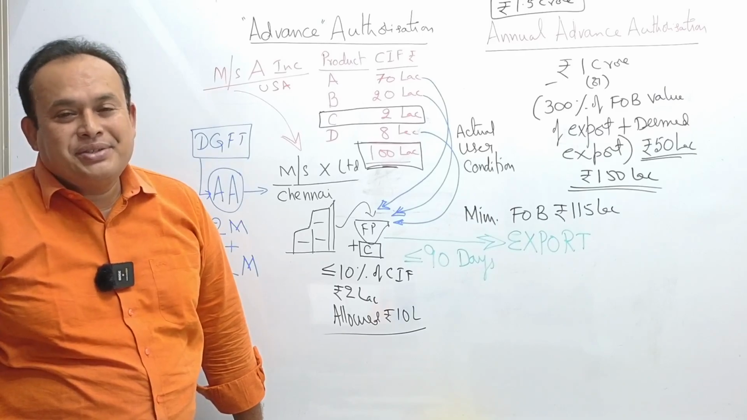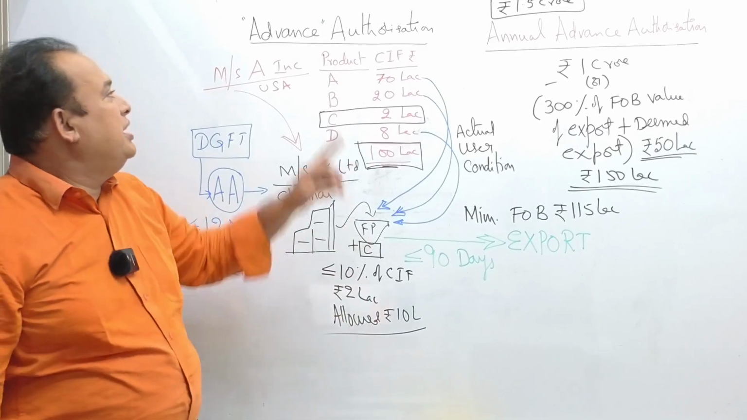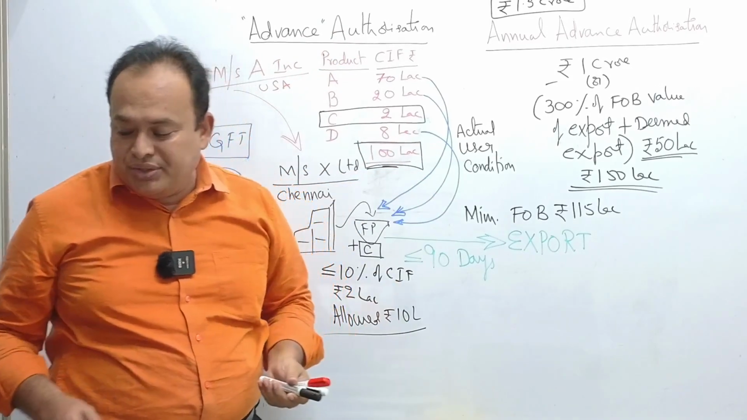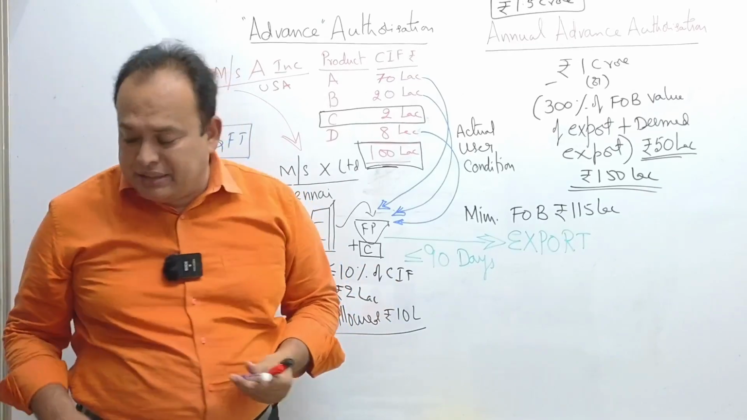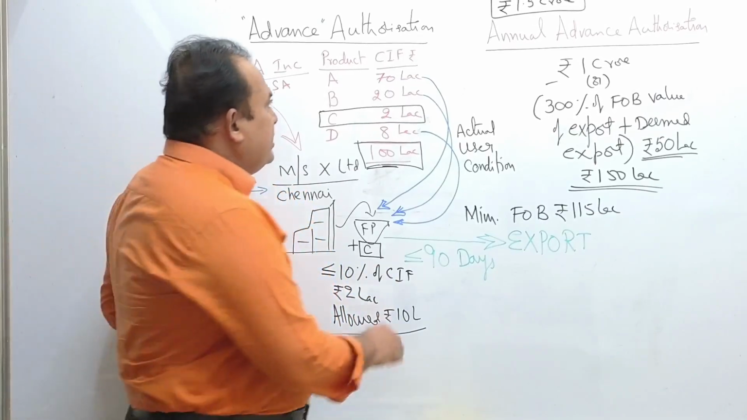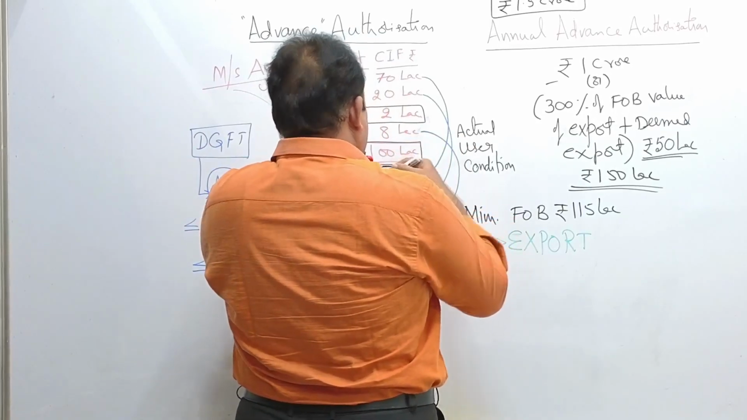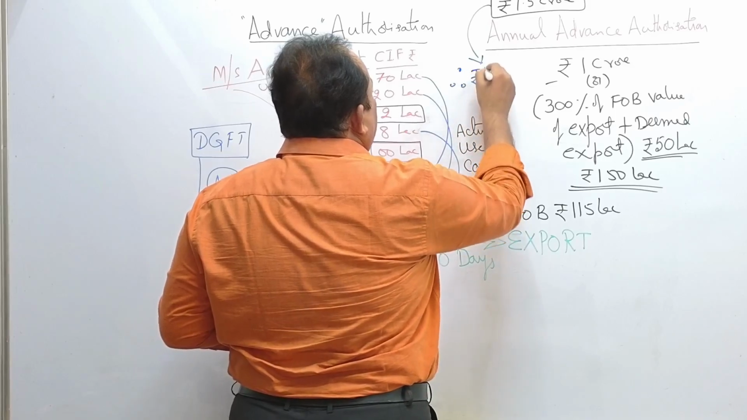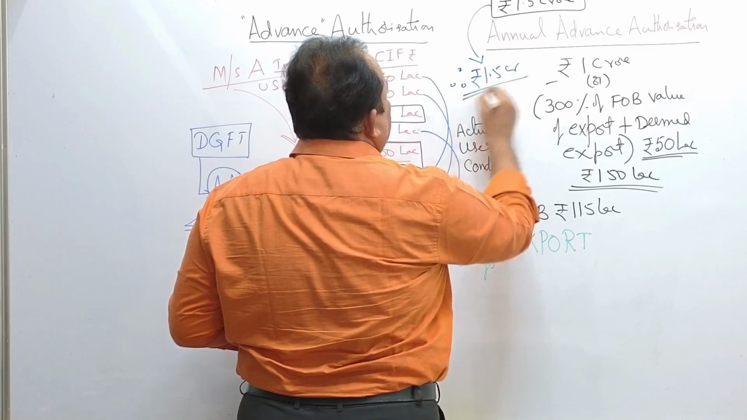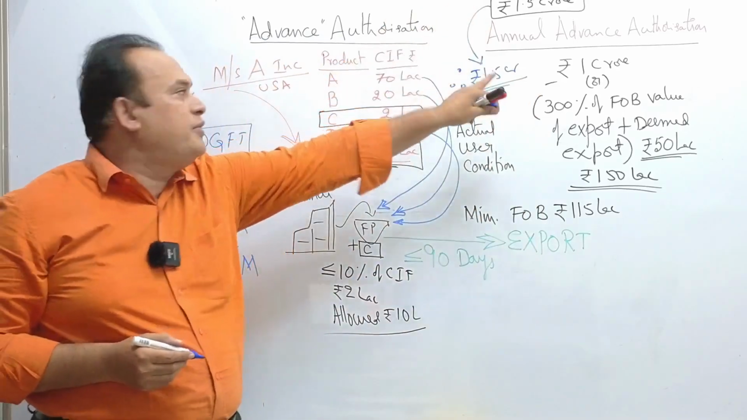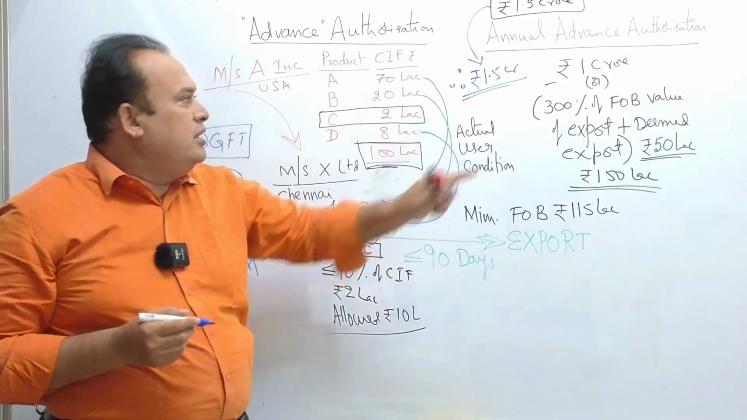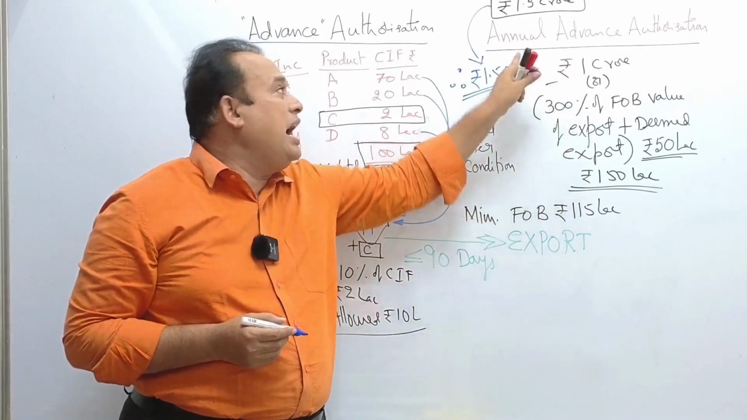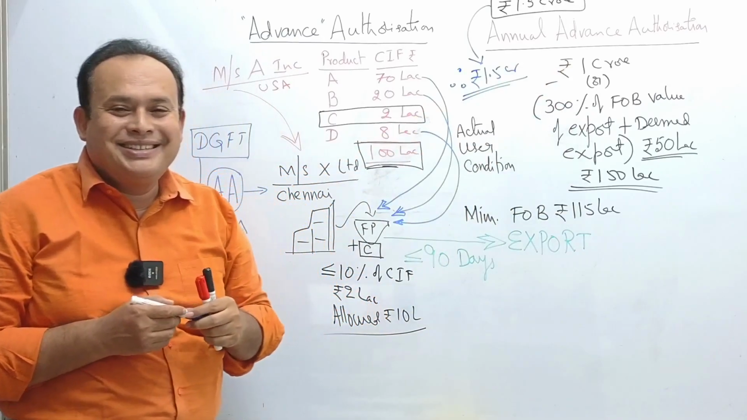Got the clarity, my dear friends? As simple as this, advance authorization. Now I am going to bring to your notice here for your kind consideration. The highest amount is 1.5 crore. This is not visible on the screen, therefore I brought it down. 1 crore, 100 lakhs or 150 lakhs, whichever is higher. Annual advance authorization. Got the clarity?